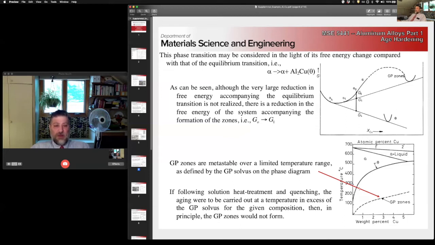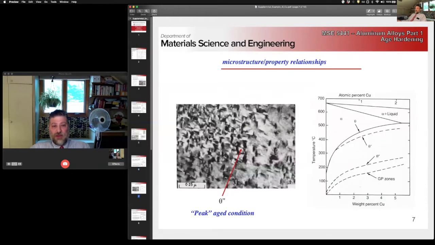All right. So GP zones are metastable over a fairly limited temperature range, right? Because the enthalpy here is high, right? The Gibbs free energy here is fairly high. It doesn't take long before the entropy term takes over. And so at fairly moderate temperatures, these GP zones will dissolve back out. Right? This curve will move high enough up that we're better off just staying completely in alpha. Okay? But it turns out the GP zones aren't the only metastable phase.